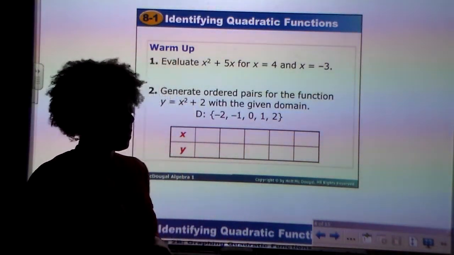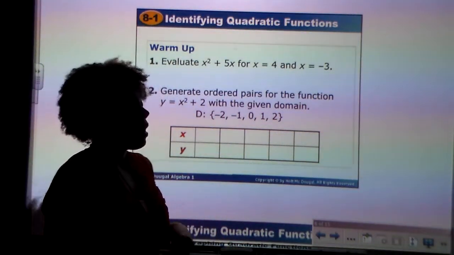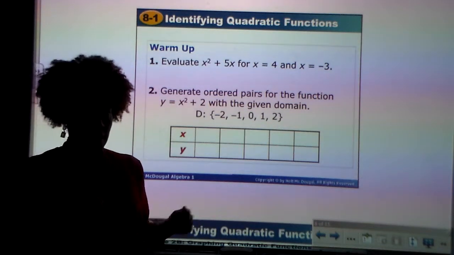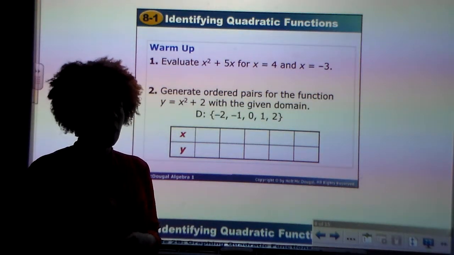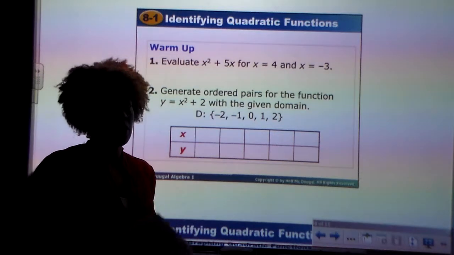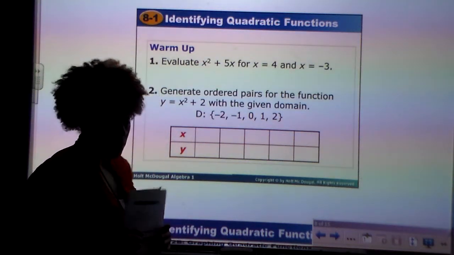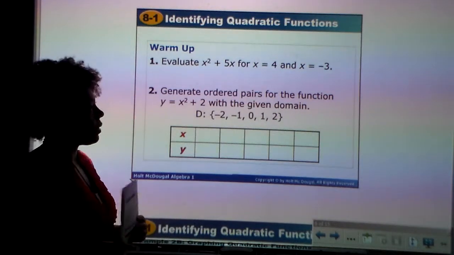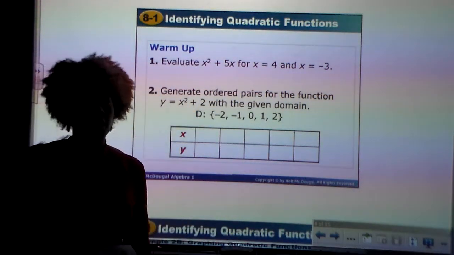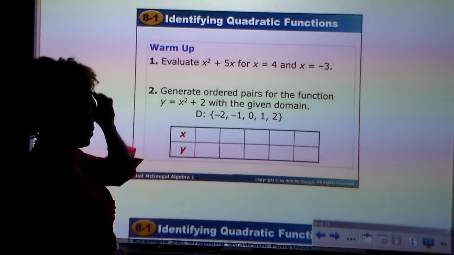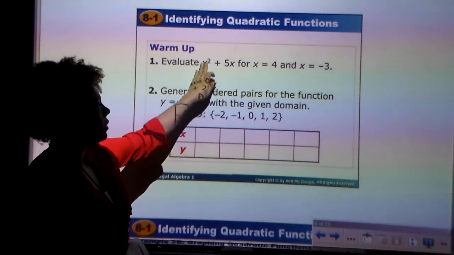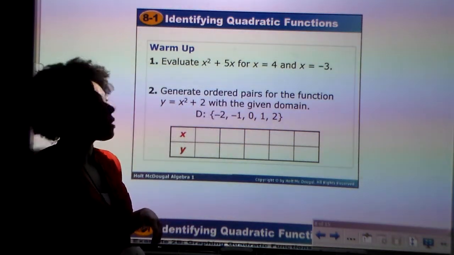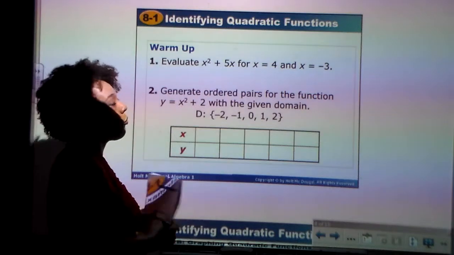In this lesson we are doing the second part of the presentation for quadratic functions, an introduction to quadratic functions, chapter 8. In the book we're on section 8.1. And we are doing a very quick warm-up for this next section. What our warm-up says for number 1 is to evaluate x squared plus 5x.